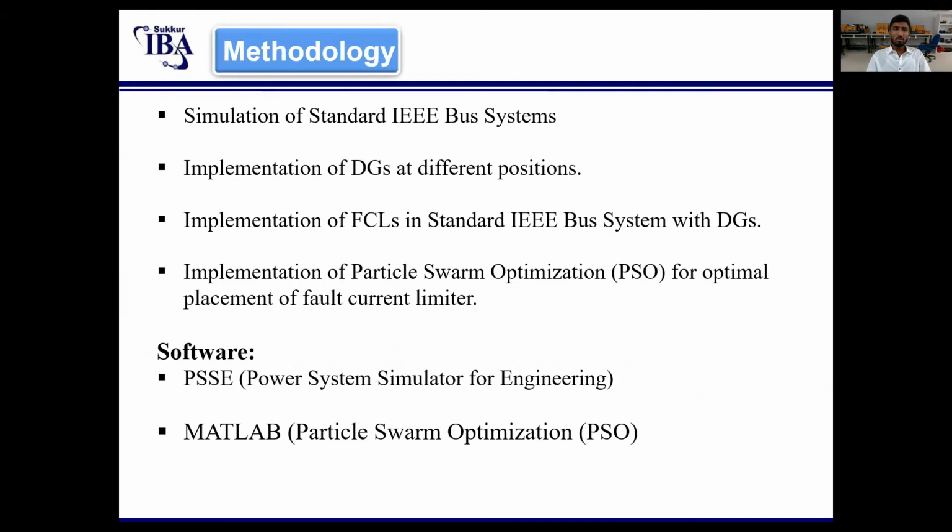Methodology. The methodology we have used for implementing this project is simulation of standard IEEE bus system, implementation of DGs at different positions, implementation of fault current limiters in that IEEE bus system with DGs, then implementation of particle swarm optimization for searching the optimal place for the fault current limiter. The software we have used is PSSE and MATLAB for PSO.